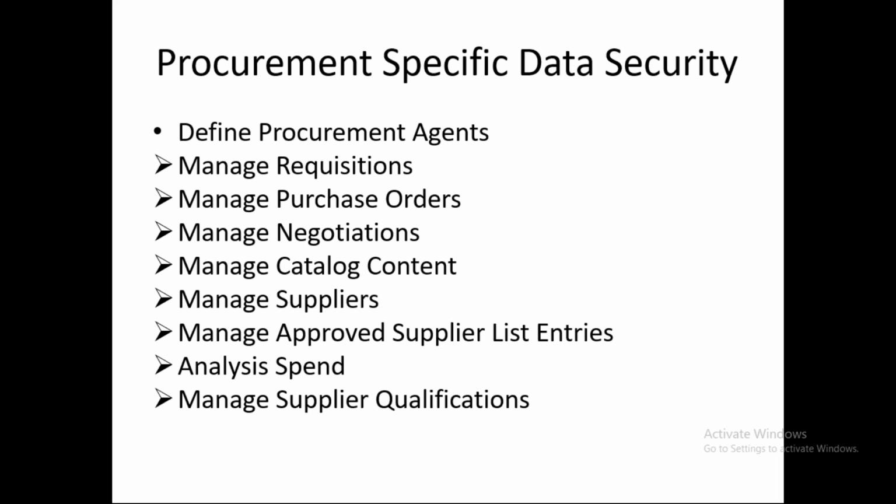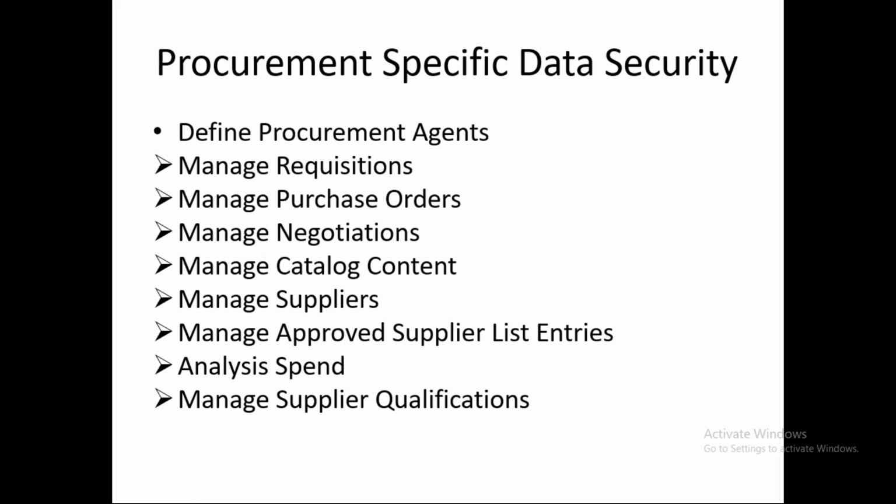You can give access to other agents' documents to view or to administer, like your purchase orders, requisitions, agreements, negotiations, and supplier related items. You will define that access in the procurement agent setup. This is one more layer of security, other than the roles being associated to the person. You also need to have procurement agent access for creating documents like purchase orders and administering them.